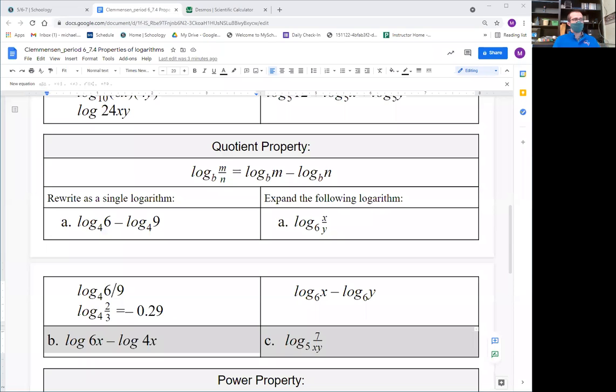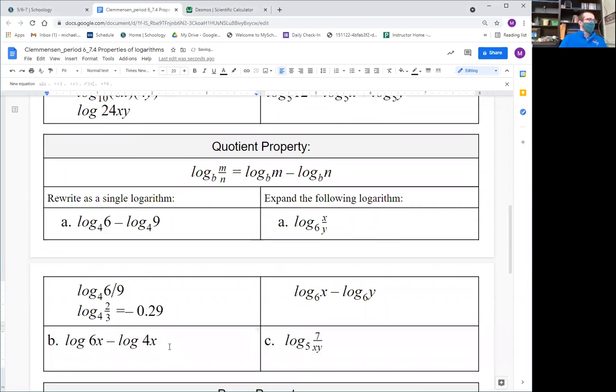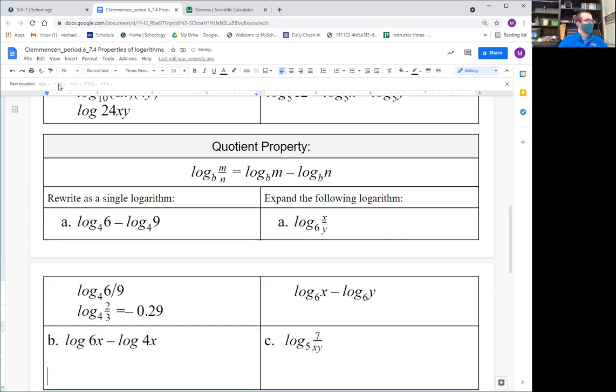All right, so let's go over our answers now. Who thinks they know the answer to this first problem right here? Log 6x minus log 4x. That's perfectly correct. Someone said 0.18 is my answer. So I'm going to put that in below this right here. New equation, approximately 0.18. Let's go through how we got that.